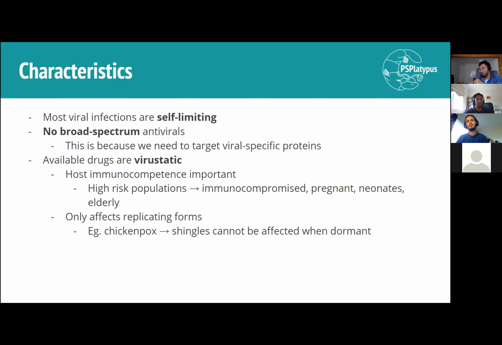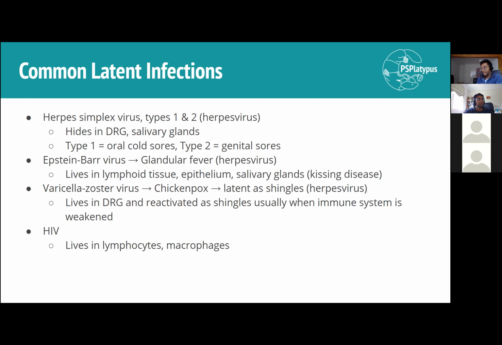And these antivirals can only affect the replicating forms. So, for example, there are a lot of latent viral infections. Chickenpox can become latent as shingles in the dorsal root ganglion, and it cannot be affected when dormant. And since we're talking about latent stuff, here's a list of key viruses that go latent.